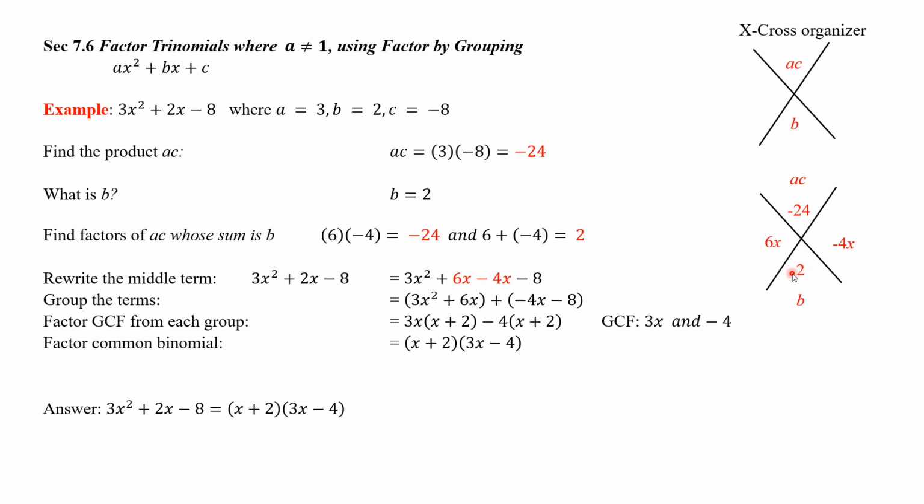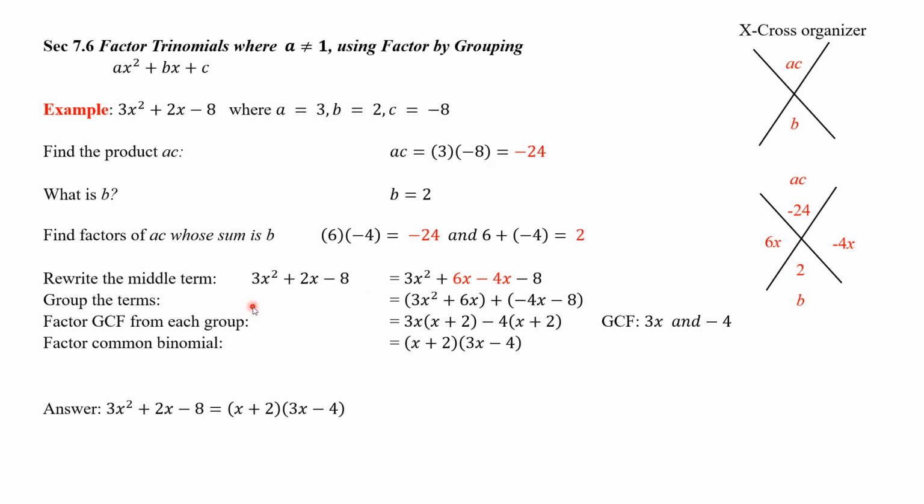And we know that the signs of the two factors can't be the same because we need a positive times a negative. And because we want to be able to subtract and get a positive 2, the larger of those two factors will be positive. So we're going to use 6 times negative 4 because that gives me negative 24. So that's the product, the factor of AC, and the sum of those two factors is 2. So we're going to use 6 and negative 4.